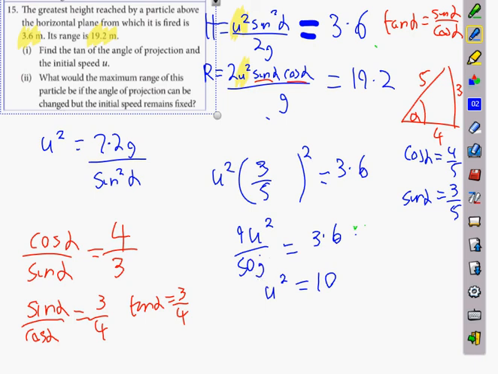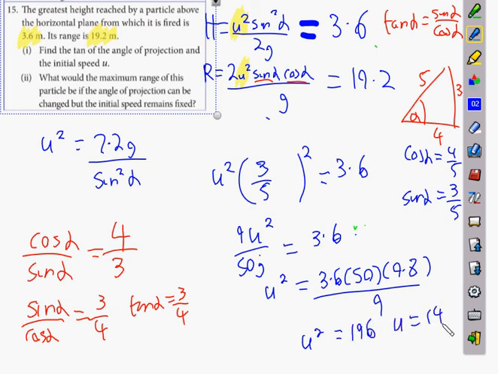50g is 50, so it's going to be 3.6 multiplied by 50 multiplied by 9.8, all divided by 9. Sorry, that's what it is. It should be 196. Check out if it is. It is. What? It is. And then square root that, you get 14. So our initial velocity is 14.